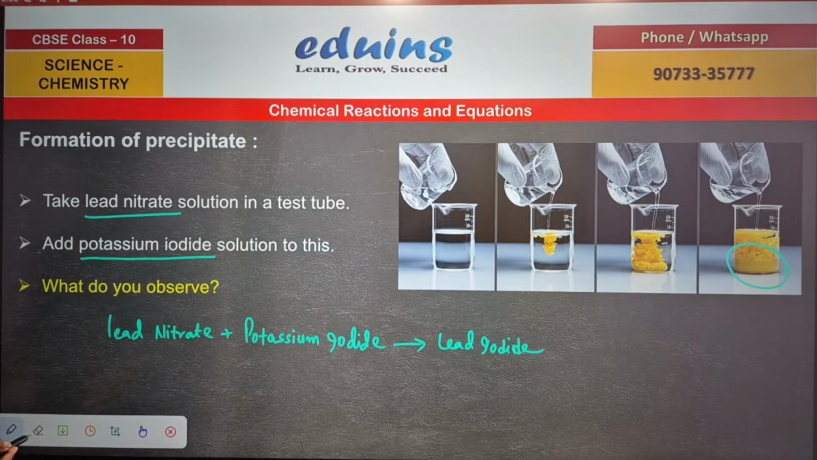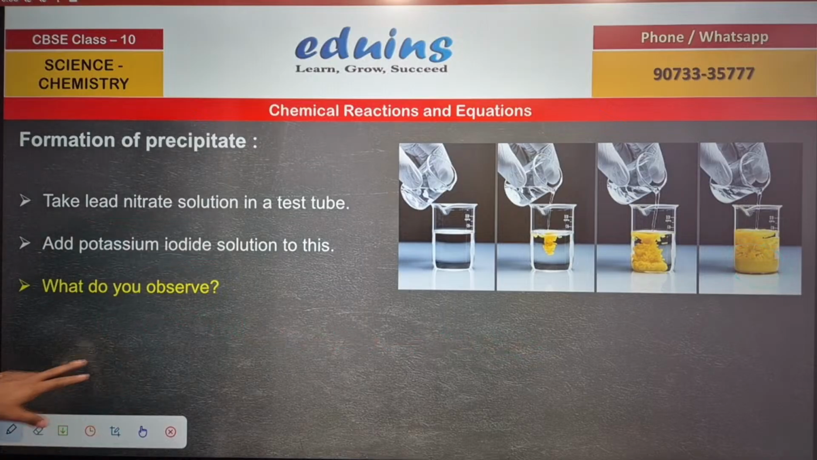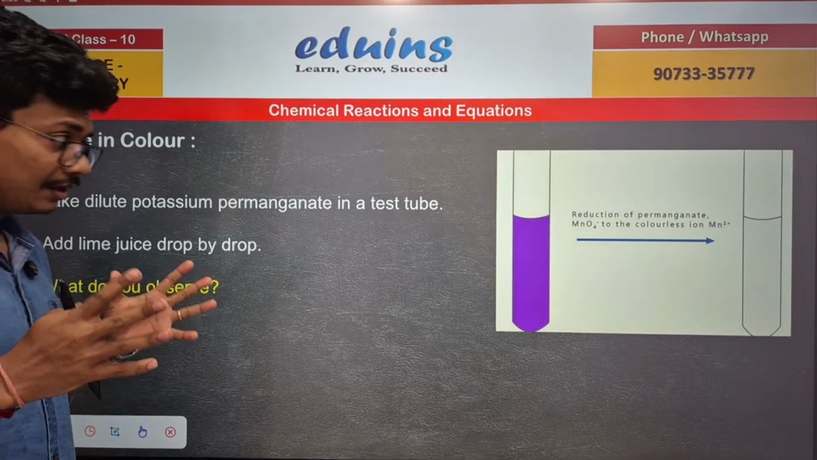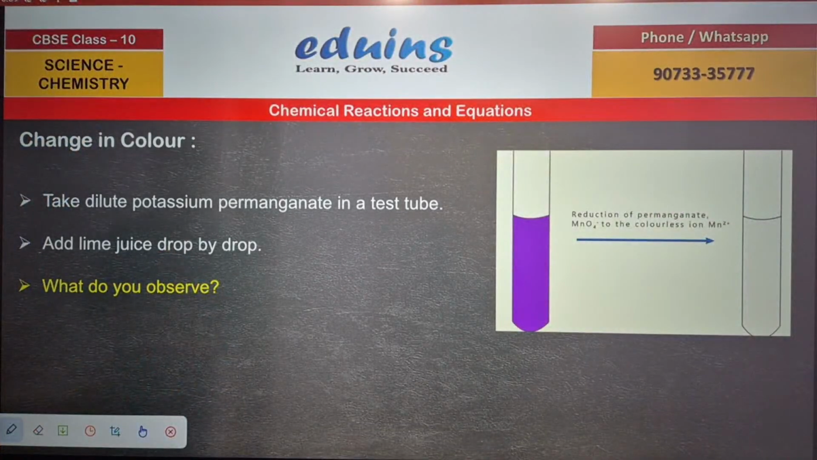Okay, so the next property, that is the change in color. So what will be the reaction? Take dilute potassium permanganate in a test tube. So we know the potassium permanganate is actually purple color. Okay, add lime juice drop by drop. So in the potassium permanganate, we will add the lime juice drop by drop.